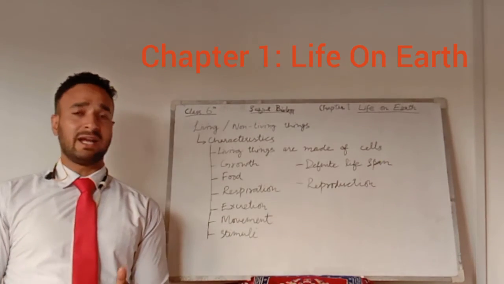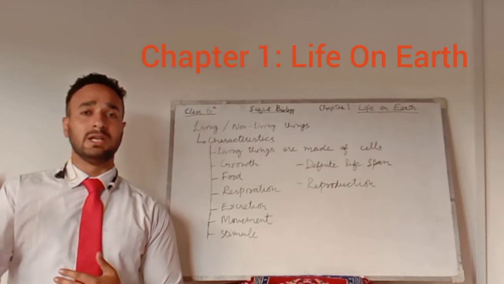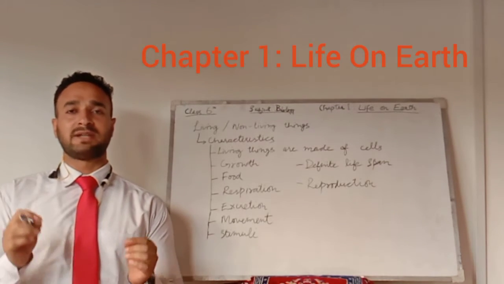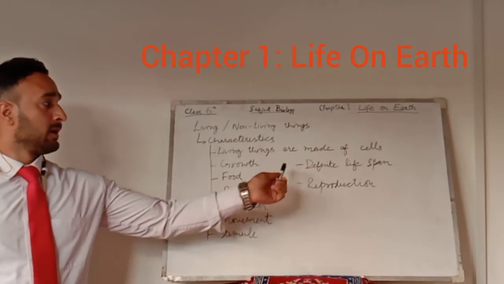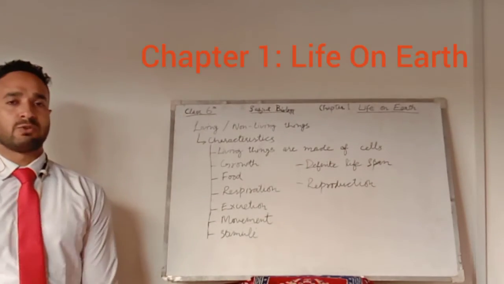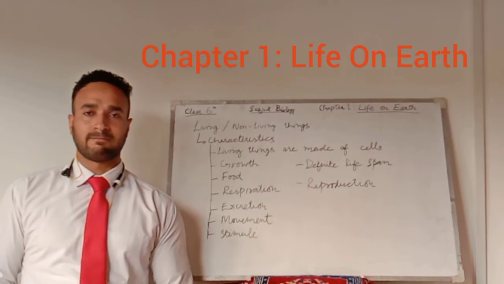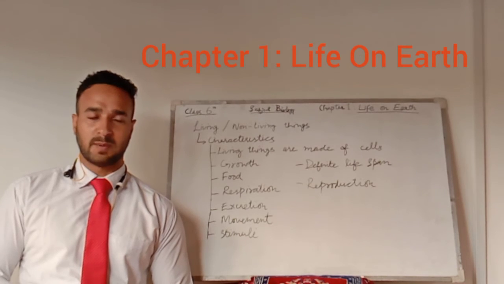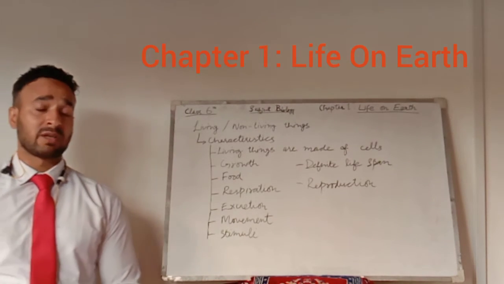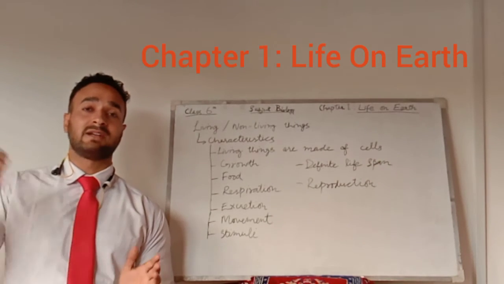So we can say that response to stimuli is a characteristic of only living things. It is not present in non-living things. The next characteristic shown by living things is that they have a definite lifespan. What is lifespan? Lifespan is the time between birth and death.